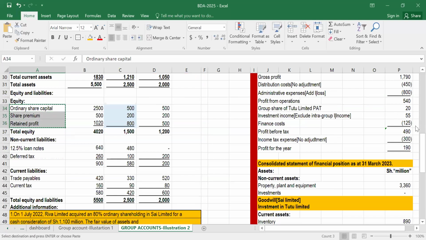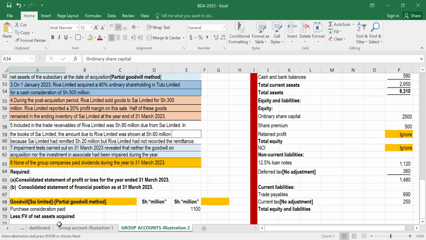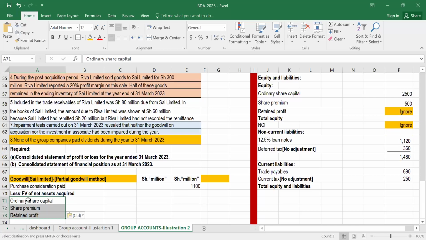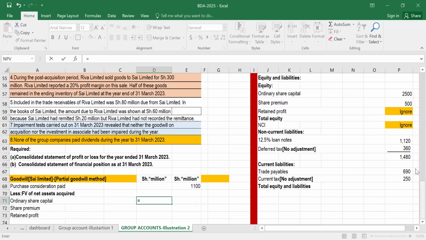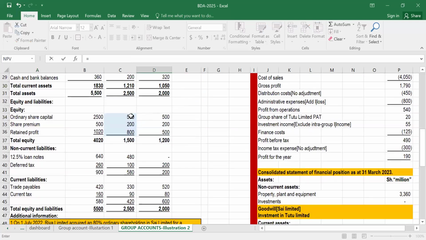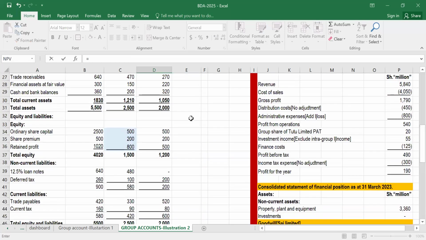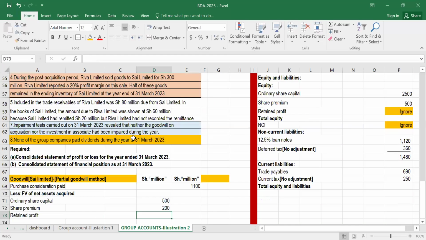I copy this one, Control-C, Control-V. I need to bring that down here. So for share capital, I take the share capital of the subsidiary, which is 500. This one I enter. For the share premium, remember you said that in case you're given the share premium in the balance sheet of the subsidiary, unless otherwise, it is always treated as pre-acquisition. So the subsidiary company had this share premium on the date it was acquired. So it is a pre-acquisition.